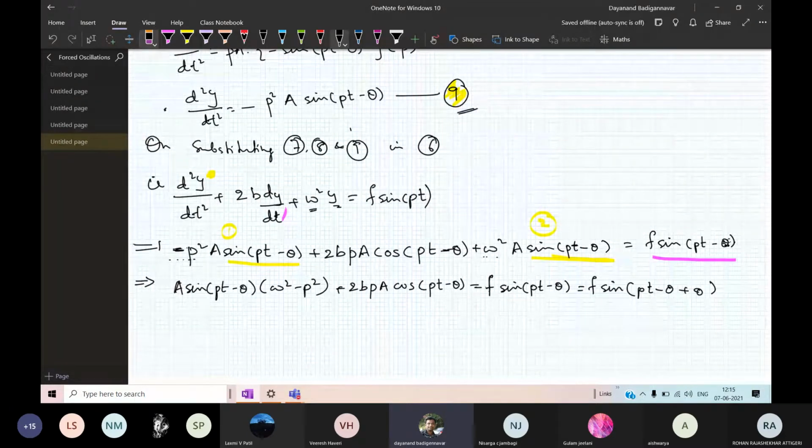So this term is not existing here. This is sine of PT only. Okay. So therefore here in the next term, what I have done, just a minute.